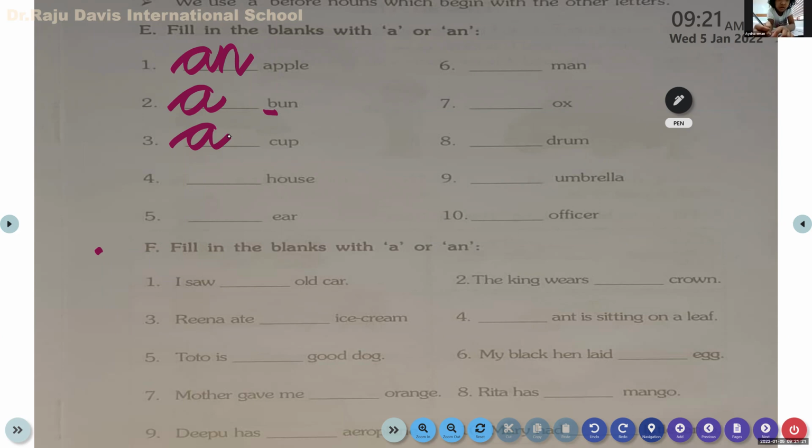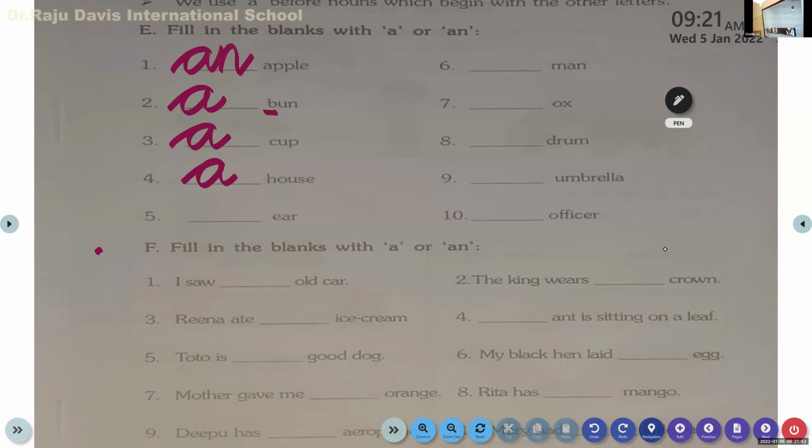A. Very good. It begins with which letter, Aida? H. H is a consonant or a vowel? Consonant. Yes. Come on, say it once more. Consonant. Very good. So we have to use a house. Very good, Aida. Okay. Jewel.